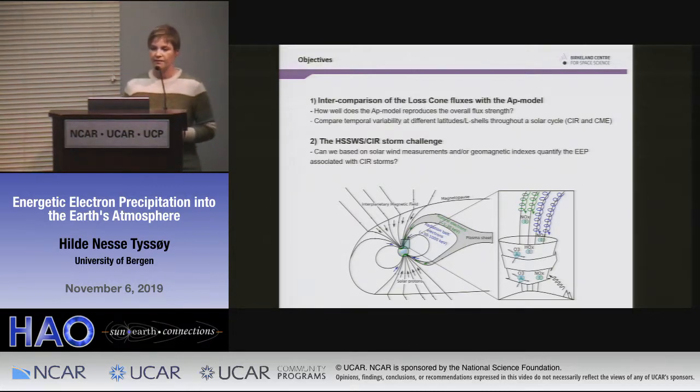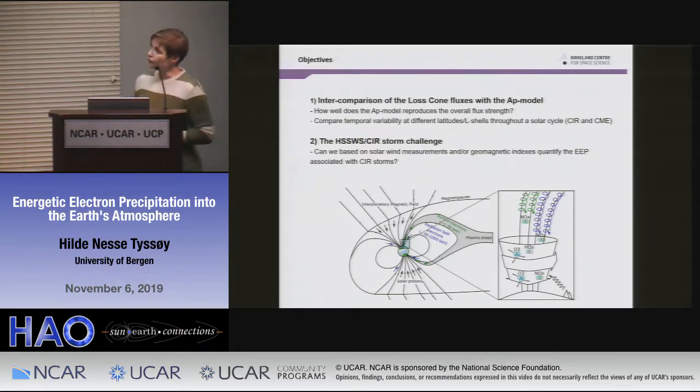That means that in this Coupled Model Intercomparison Project, there is a parameterization for energetic electron precipitation. It's basically a model of the precipitation parameterized by Ap, the geomagnetic index Ap, and it will be used extensively in different types of models, and it's now part of WACCM 6, the standard input.